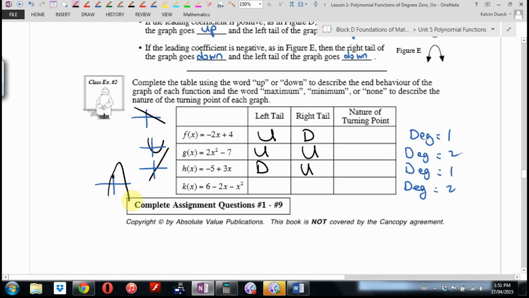You know what? I'm not sure. The vertex could be on the other side. I don't know. But I'm just telling you, I know the y-intercept is above 0. It looks something like that. What does the left end behavior do? What about the right end behavior?